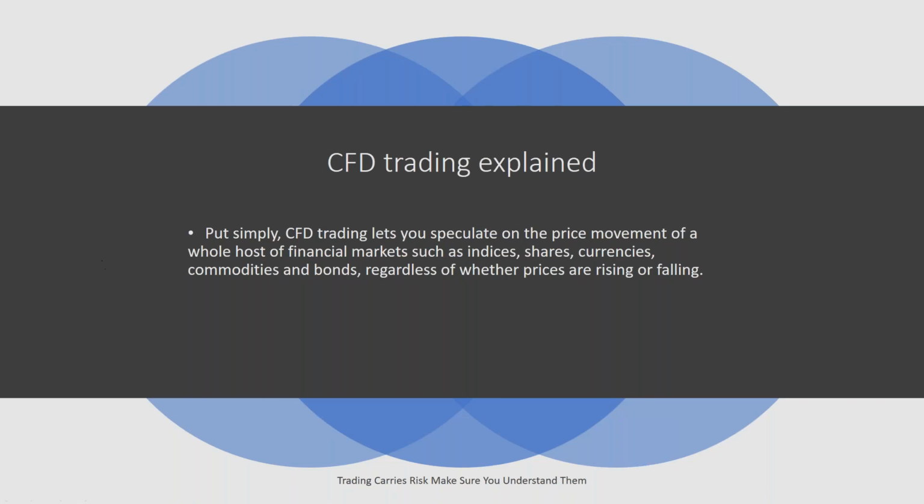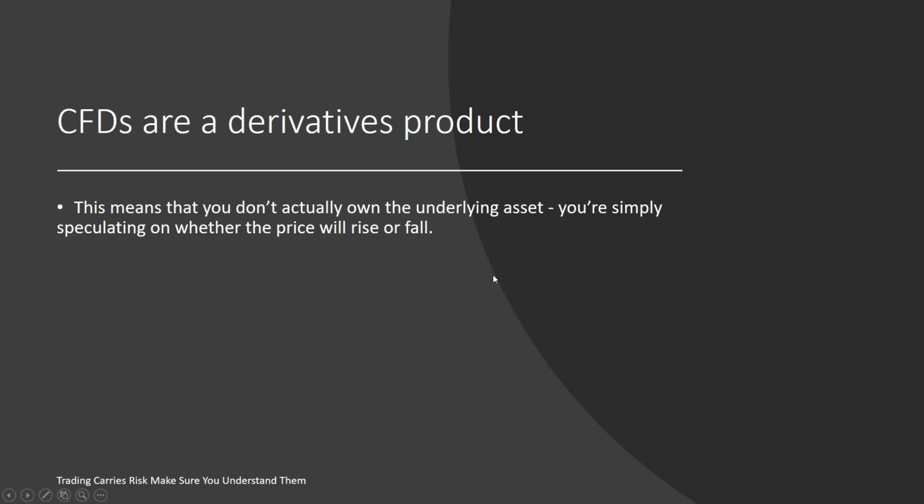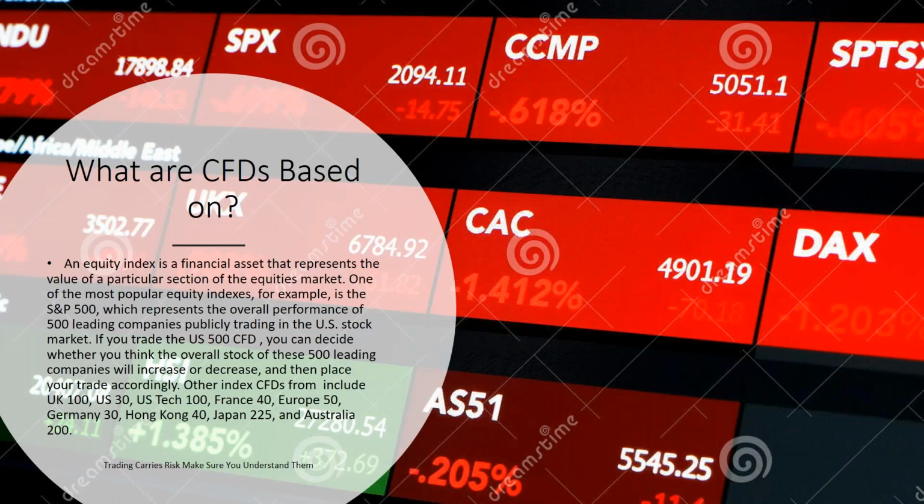So put simply, CFD trading lets you speculate on the price movement of a whole host of financial markets, such as indices, shares, currencies, commodities, and bonds, regardless of whether the price is rising or falling. This means you don't actually own the underlying asset. You're simply speculating on whether the price will rise or fall.